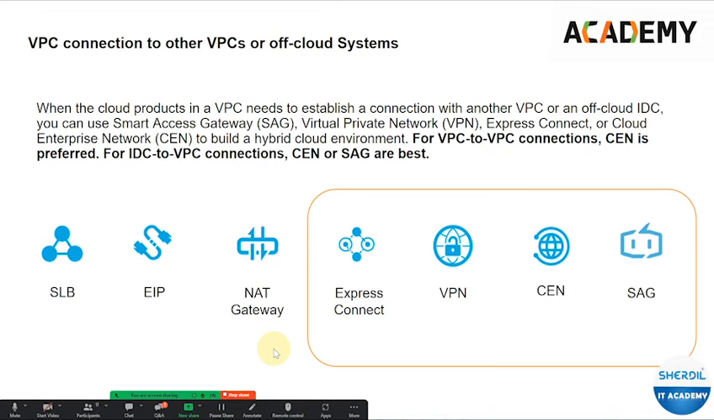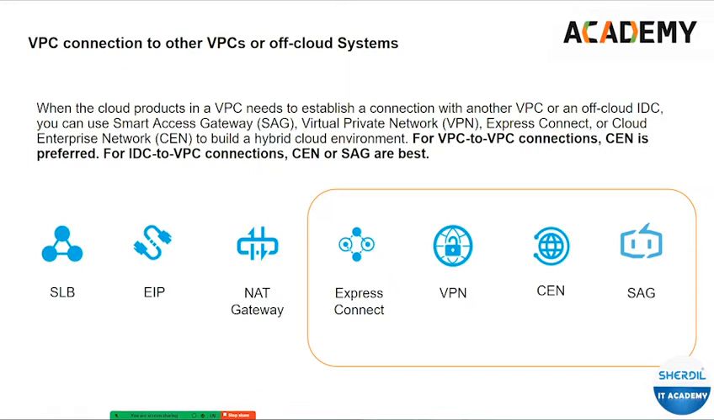So VPN connection to other VPCs or off cloud system. When the cloud products in a VPC need to establish connection with another VPC or off cloud IDC, called independent data centers, these services help you to communicate with each other easily.